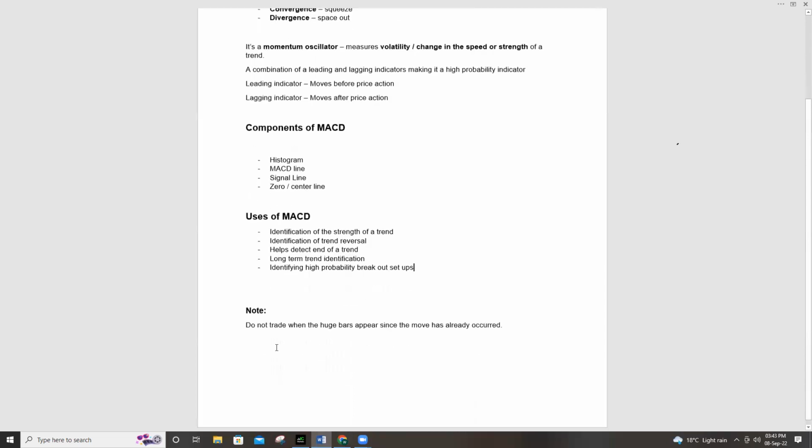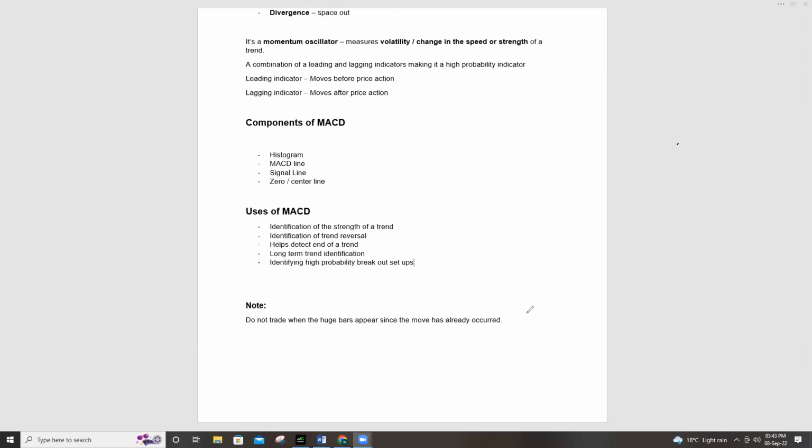Before we move on, there is one note that is really important. If you want to have success trading MACD, pay attention. Please do not take trades when the huge bars appear. This is one mistake that beginners, impatient traders, and also traders who just add indicators to their platform without learning how to use them will make. You want to get in when the huge bars appear? No, do not, because when the huge bars appear, it means that the move has already occurred.